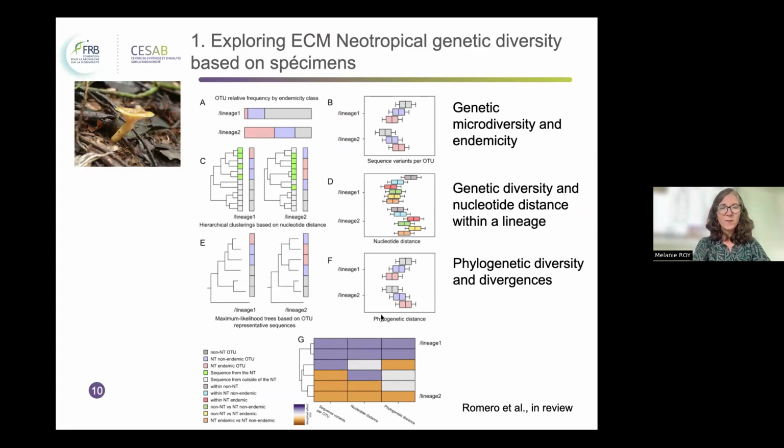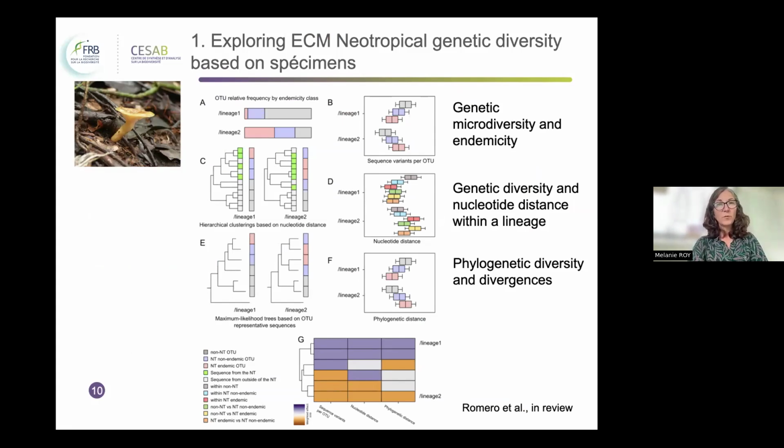We did this work with Miguel Romero, who is a postdoc in Mexico in the team of Roberto Garibay Origel. And we wanted to compare, for all the specimens we had, not only on Russulaceae, what were the patterns of fungi, especially of the endemic lineages we detected for ectomycorrhizal fungi in the neotropics.